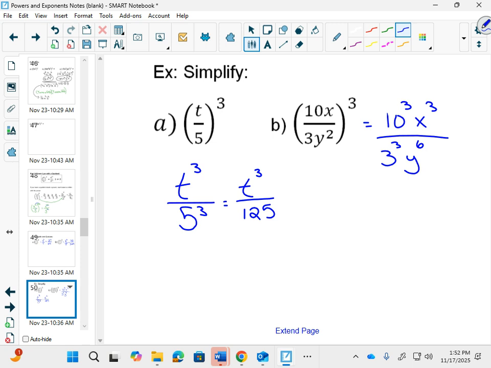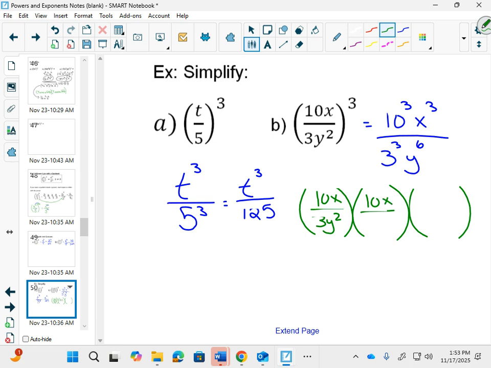If you don't know the shortcut, then write it out, or attempt to write it out. There we go. 3 times. And think about your rules for multiplying. Does it make sense when I multiply 10 times 10 times 10? I would get 10 three times. And if I multiply x times x times x, I would get x cubed. X multiplied by itself 3 times. You see on the bottom, 3 times 3 times 3 is 3 three times. And a y squared will give you y 6 times.